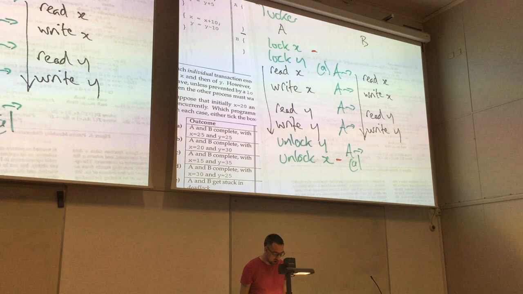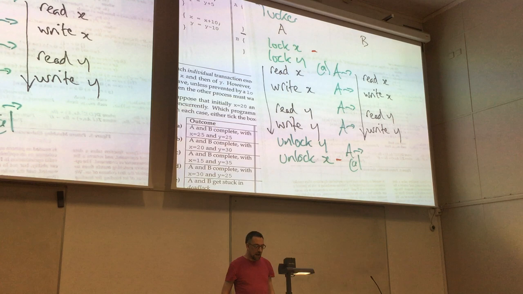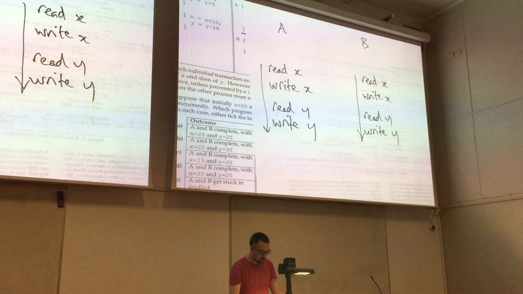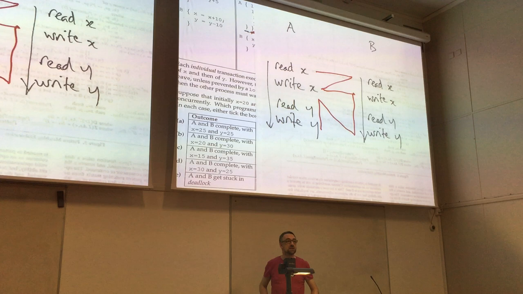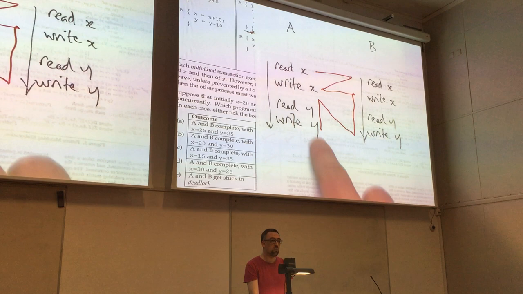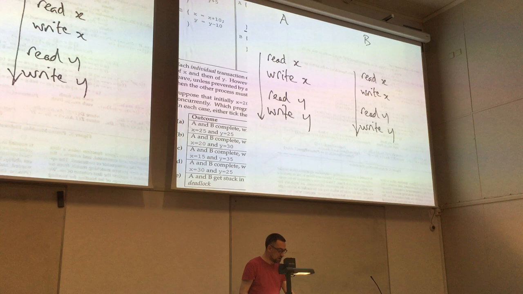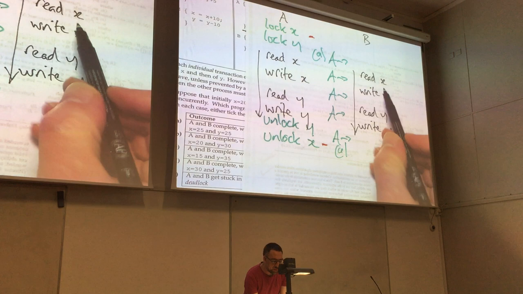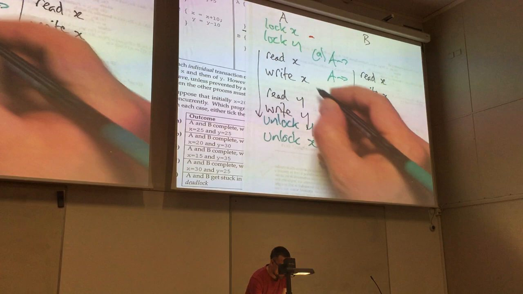Okay, how about X being 30 and Y being 25? Is that achievable? It certainly is. If we remember how that happened, we had B being interrupted by A when doing the X part of the job, but the Y operations happening in sequence. So if we put the code back here, if A happened in between B reading X and B writing X, what would happen?